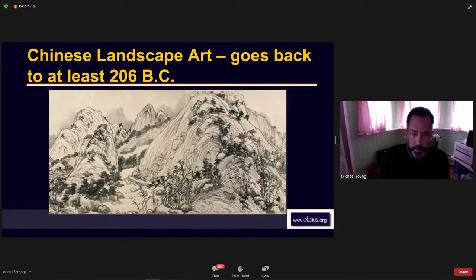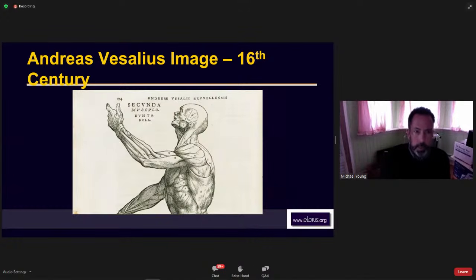You can see the extreme detail. If they were motivated to do a very detailed image of the body, they had the people to do it. In contrast, this is Andreas Vesalius, 16th century, often called the father of anatomy. And so in the West, more detailed anatomy was a priority.